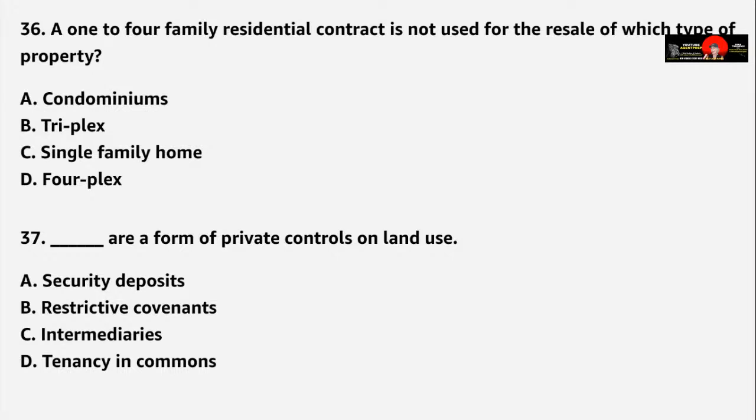Awesome. Yes, the answer is 36A, condominium. There's a separate contract for condominiums, a separate one for unimproved land, separate one for farm and ranch, for new construction, and for commercial. There's quite a few different types of contracts.